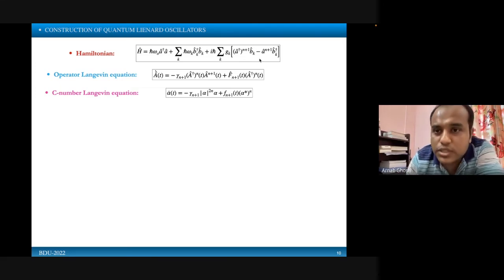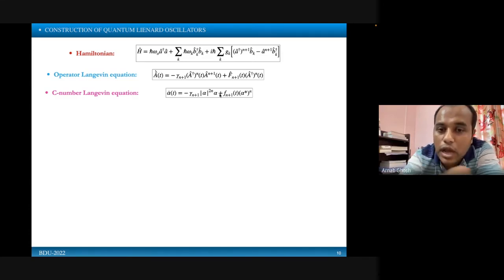So, we started with this Hamiltonian, the general system-reservoir Hamiltonian. From there, we have shown that it is possible to derive an operator Langevin equation of this form, and a C-number Langevin equation of this form. This is a general form, and as I mentioned, it is valid for any n.